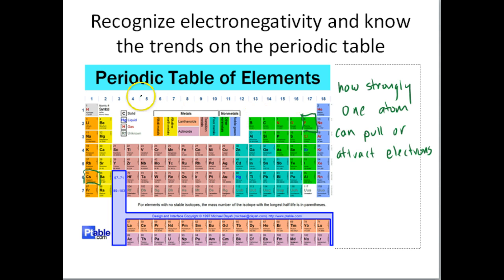So here, as we go, it's the opposite of the ionization energy. As you go left to right, it increases, and as you go top to bottom, it will decrease.